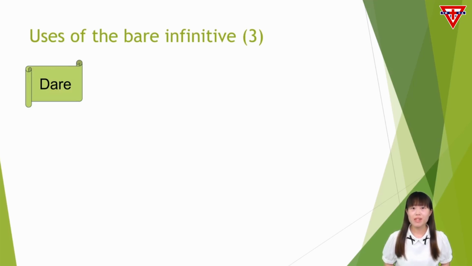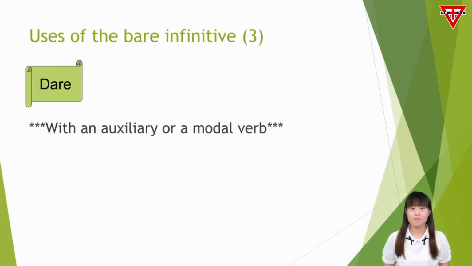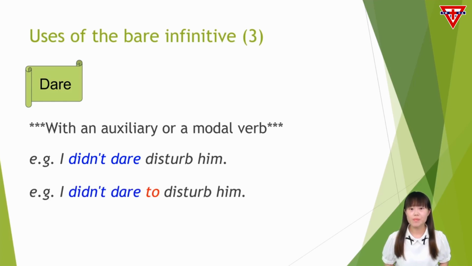Next, dare. The verb dare is hardly ever found in positive sentences. It is almost always used in negative sentences and questions. When it is used with an auxiliary or a modal verb, dare can be followed by the infinitive with or without to. I didn't dare disturb him. I didn't dare to disturb him. Both sentences are correct.